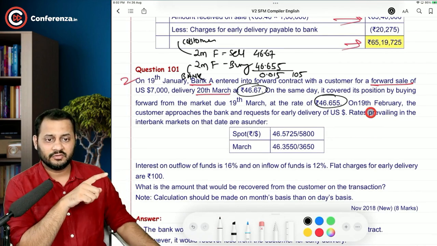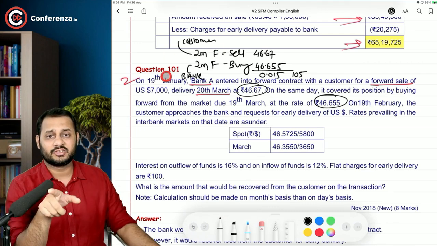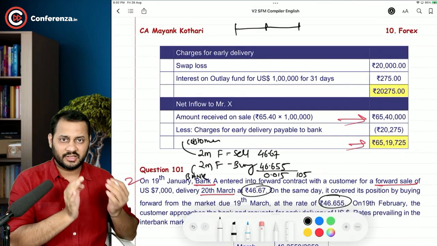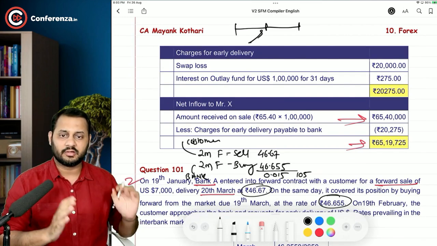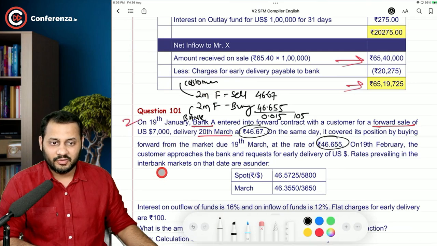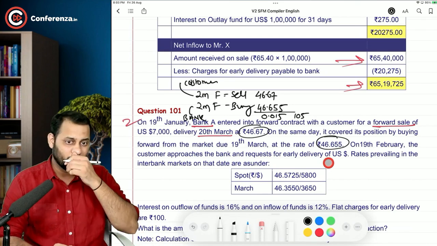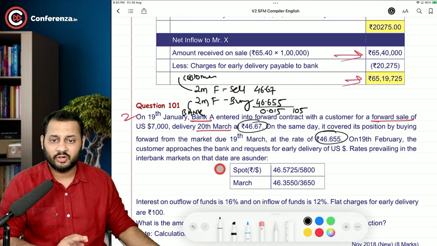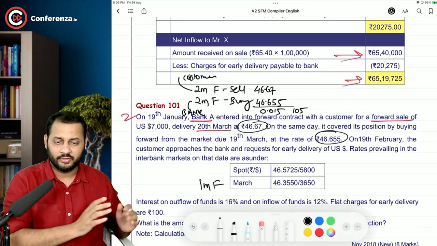Now, on 19th February, that means just 1 month after this transaction. So all in all, he is coming early. The original transaction was of 2 months. Now he came early to the bank and he said, deliver. On 19th February, the customer approaches the bank and requests early delivery of the US dollar. Rates prevailing in the interbank market on that date, February, spot rate, and for March, that is 1 month forward from February to March.